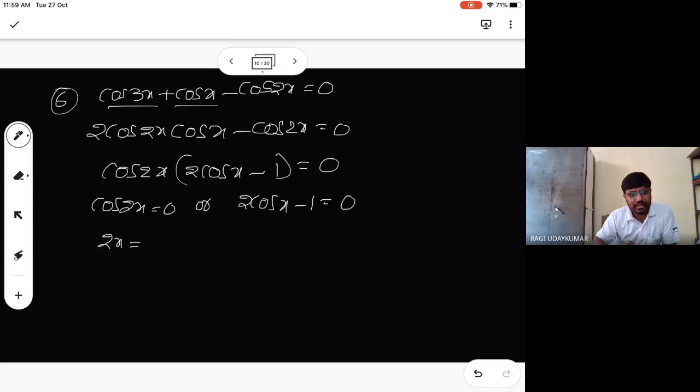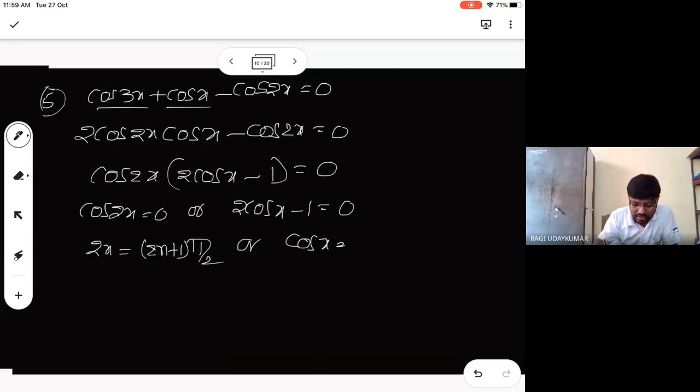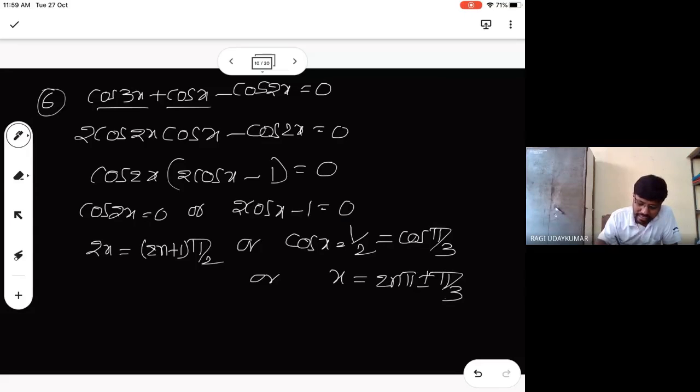Cos x equal to 0 means what? x equal to, अभी मैंने बोला, (2n plus 1) pi by 2. And here cos x equal to 1 by 2 आएगा, so 1 by 2 pi by 3 में आएगा. इधर जनरल सॉल्यूशन क्या होगा, x is equal to 2n pi plus or minus pi by 3, एक सॉल्यूशन हो जाएगा. इधर क्या आएगा, x is equal to (2n plus 1) pi by 4 आएगा.